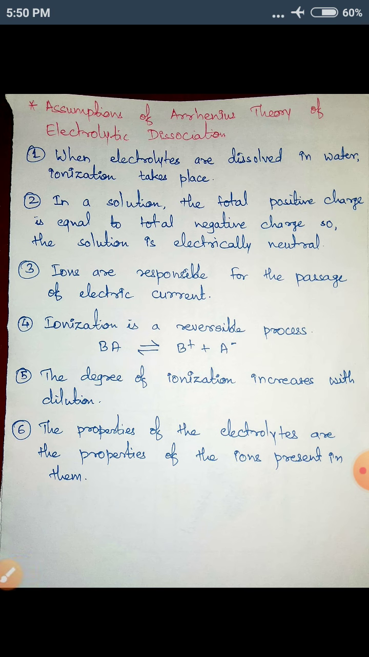And coming to point number 6, the properties of the electrolytes are the properties of the ions present in them. So the properties of NaCl are the properties of Na plus and Cl minus. The properties of HCl are the properties of H plus and Cl minus. This is the sixth point.